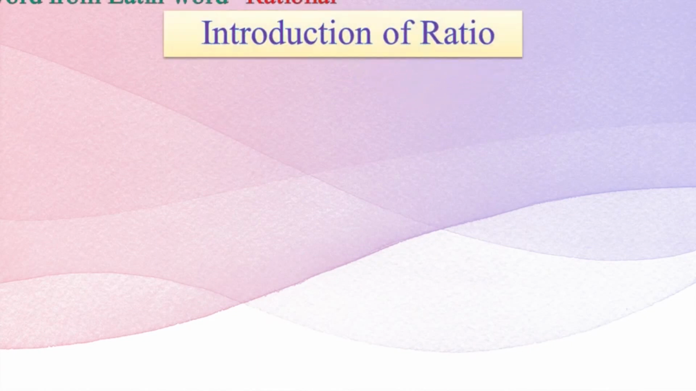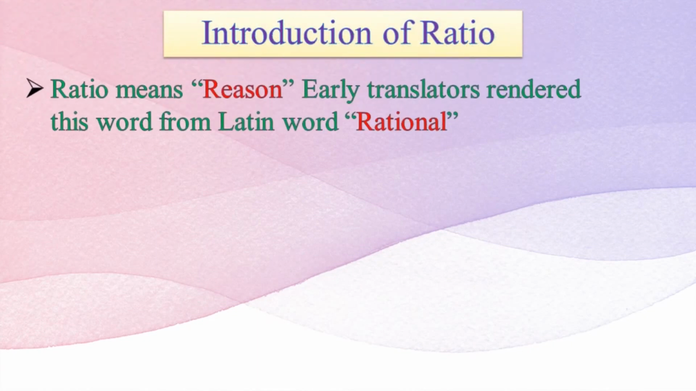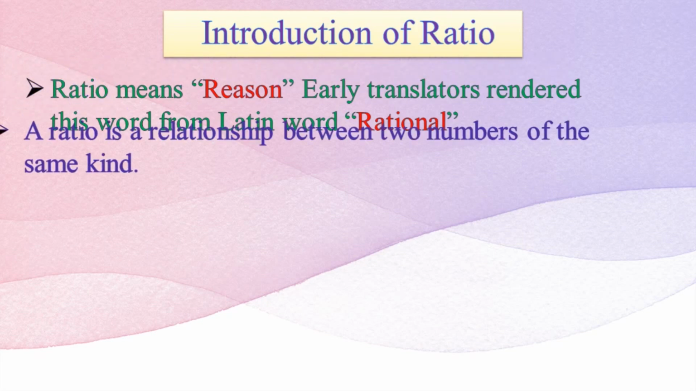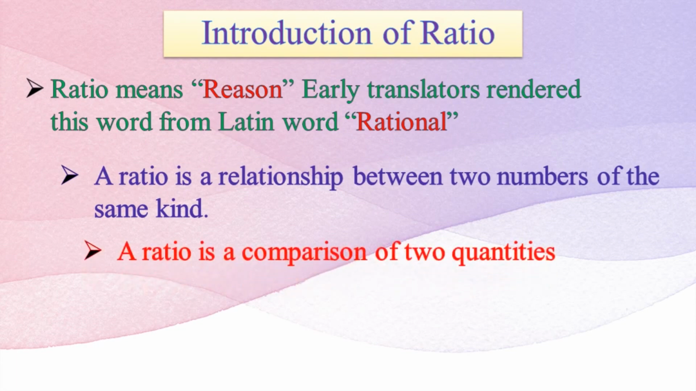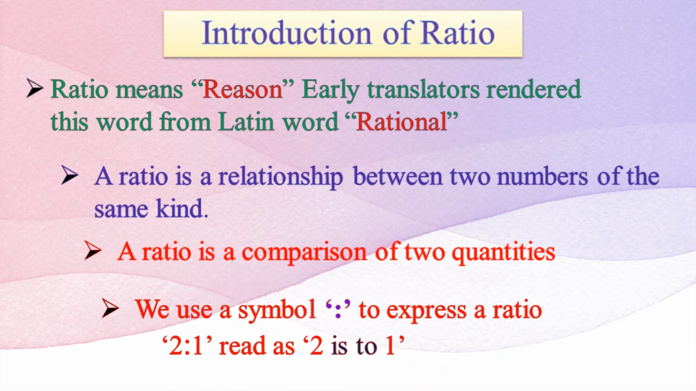Introduction of ratio. Ratio means a reason. Early translators rendered this word from the Latin word rational. A ratio is a relationship between two numbers of the same kind. A ratio is a comparison of two quantities. We can use a simple "is to" to express a ratio, for example 2:1, read as 2 is to 1.